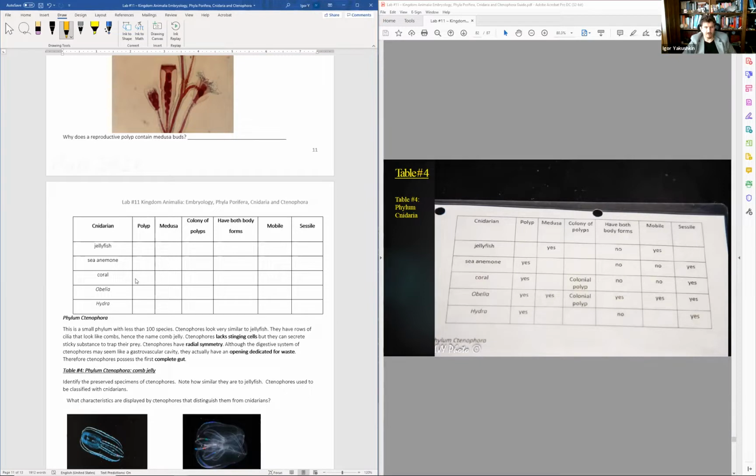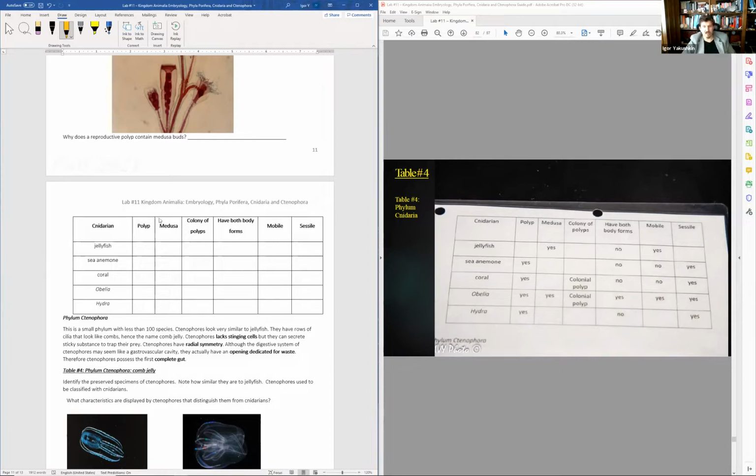Coral polyp, does it have a medusa? Sometimes for reproduction they do, but we're not saying it has. Now colonial, can be colony polyps, can be a singular one. And then not mobile, definitely sessile.